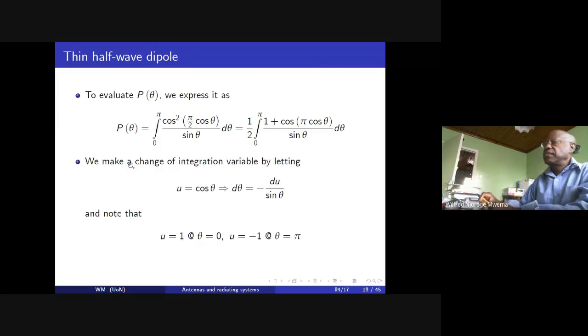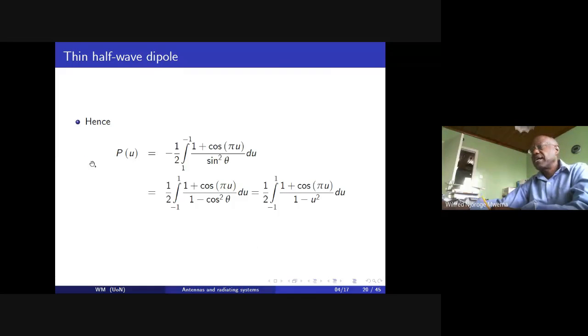So we'll make the change of integration variable by letting u equal to cos theta, so that d theta is the same as minus du divided by sine theta. And we note that whenever theta is equal to 0, u will be unity, and when theta goes to pi, u is going to be minus 1. And therefore, we can integrate our function as P of u, the minus one half integral from 1 to minus 1 of 1 plus cos pi u over sine squared theta.